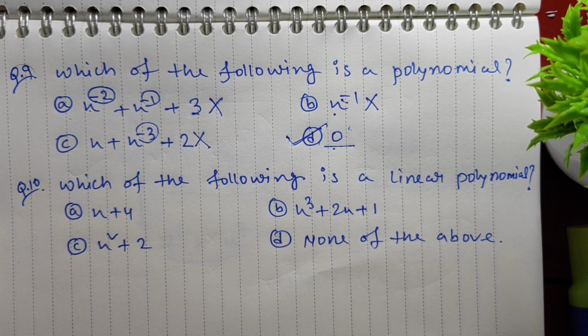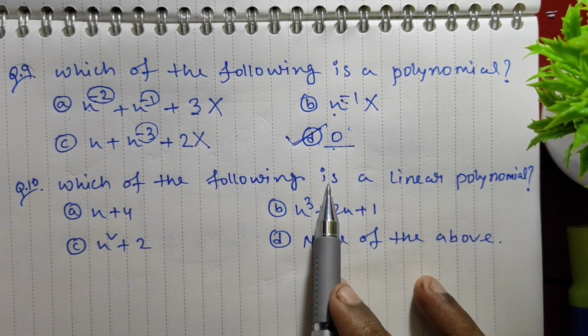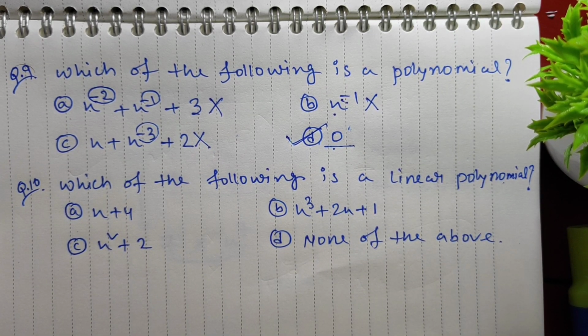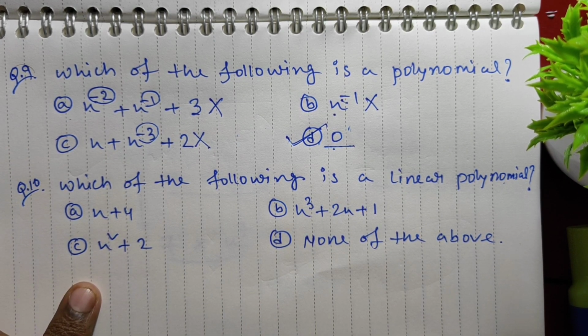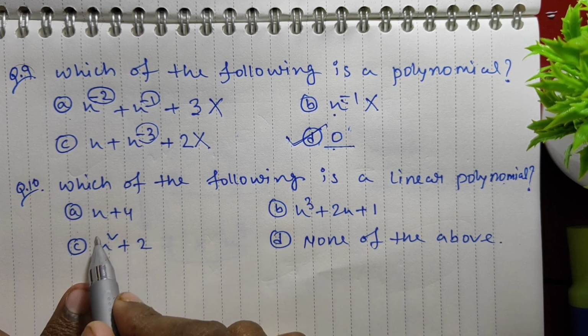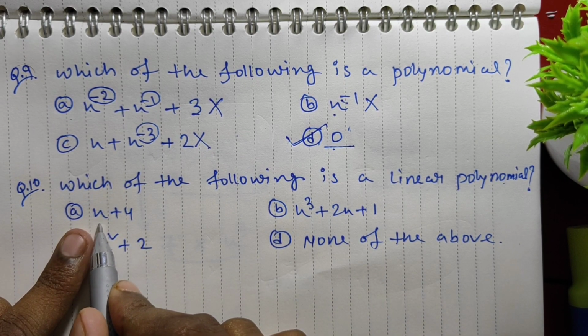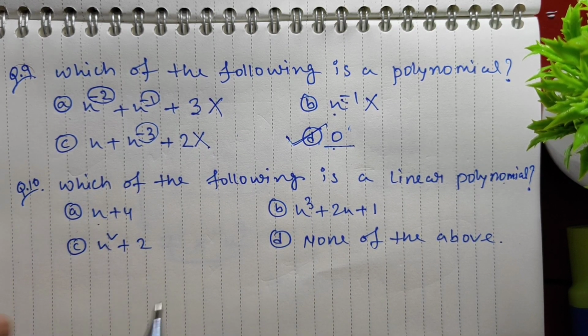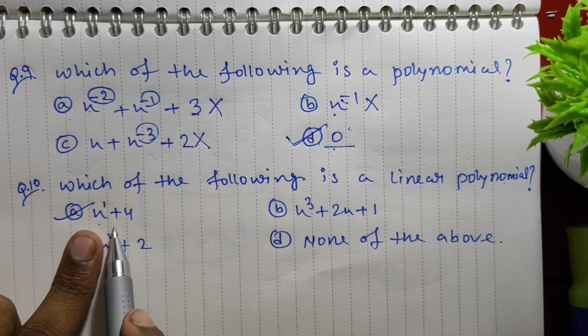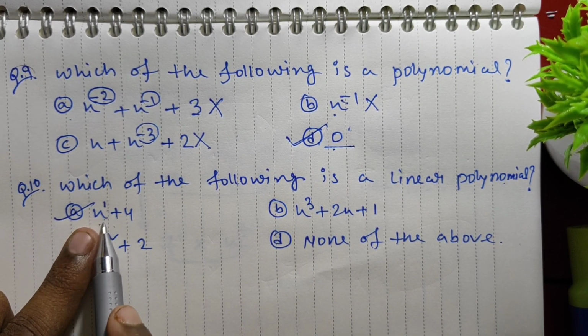Now number 10. Which of the following is a linear polynomial? Now what is a linear polynomial? In a polynomial, if the highest power is 1, then it is called a linear polynomial. Now see here, what is the highest power of x? Here we have only one x and its power is 1. So this is the correct answer because the highest power of x is 1. That's why it is a linear polynomial.